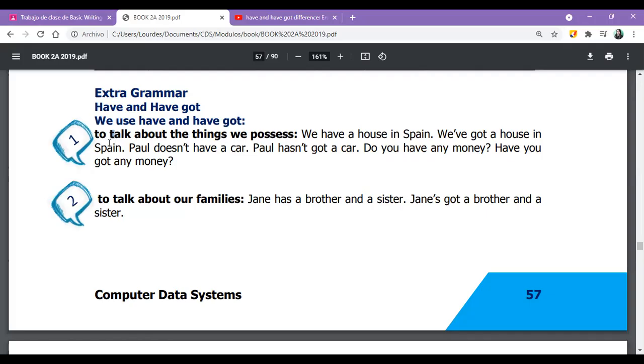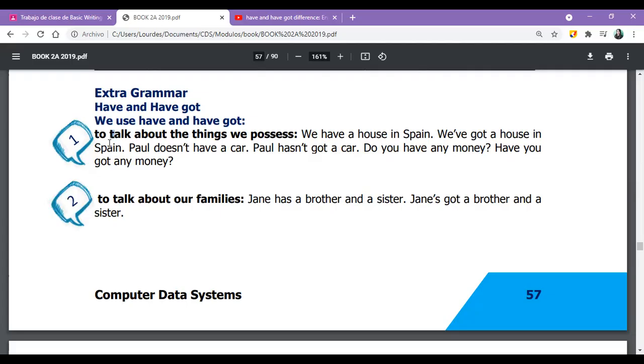Example, we have a house in Spain, or we can say we have got a house in Spain. Another example, Paul doesn't have a car. Paul hasn't got a car. Do you have any money? Have you got any money?